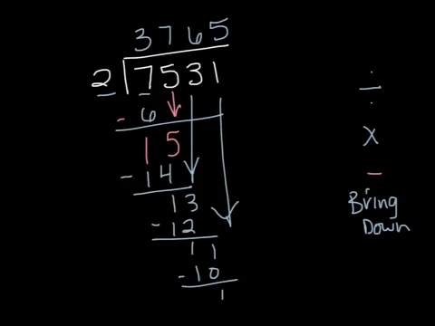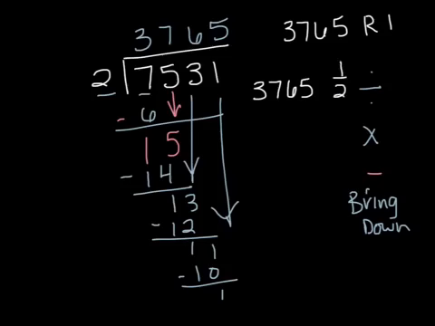So, my solution is 3,765 with the remainder of 1. And you did that about maybe 3rd grade. In 4th, 5th grade, you wrote it like this. It's 3,765 with the remainder of 1 over 2, because you brought the divisor back into it.